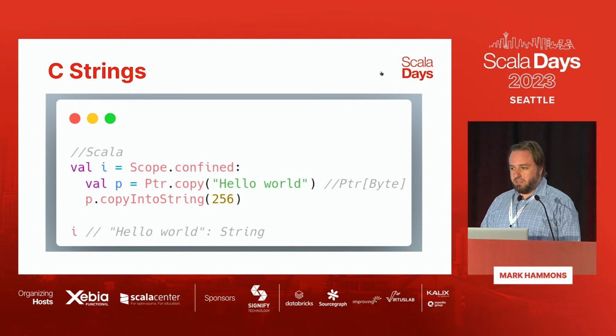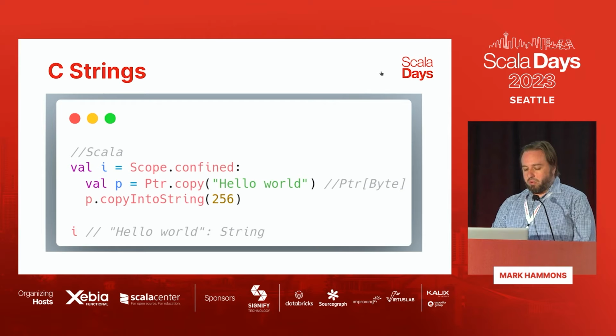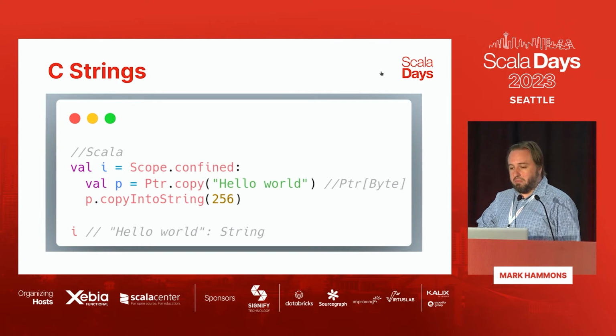So if we used a pointer to char, this would not be an appropriate mapping because those are 16-bit values in Java as opposed to 8-bit values in C. So the appropriate mapping is pointer to byte. When you have a pointer to byte, you have a special method on that pointer called copy into string. You provide the maximum length you want to try to copy. If you try to copy from native memory and you don't reach the terminating byte, which is 0 in C, it'll stop trying to copy after 256 elements.